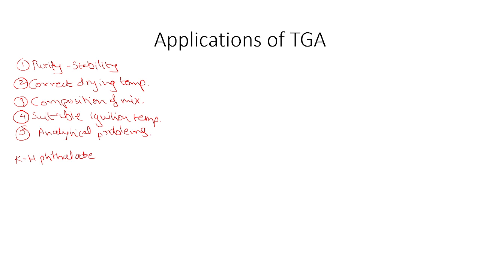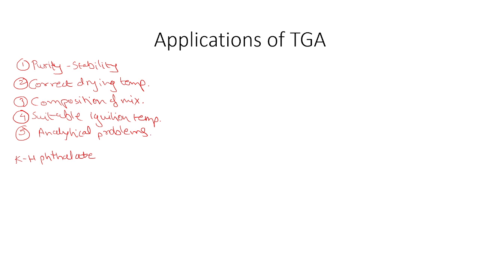Next application is correct drying temperature. The thermal stability of compounds like EDTA, ethylenediaminetetraacetic acid, as a free acid and also as a disodium salt can be determined by TGA. EDTA is an acid, ethylenediaminetetraacetic acid. All of you know it is a hexadentate ligand which is used for estimation of calcium and magnesium, or hardness of water, in many applications, and estimation of aluminum also. So this EDTA is used, and its salt with sodium, that is disodium EDTA, is also used.